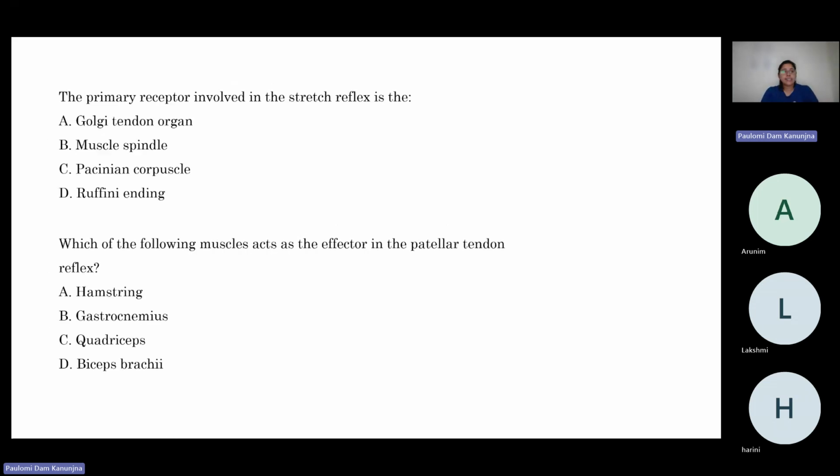Okay, let's move ahead, which is again simple. The primary receptor involved in the stretch reflex, which is the one that receives the information, and which of the following muscles acts as effector? So which is the effector in the patellar tendon reflex, which is the other name for the knee jerk reflex? In the knee jerk reflex, which is the muscle that acts, and in general in the stretch reflex, which is the one that receives the information? Easy question for everyone, I think.